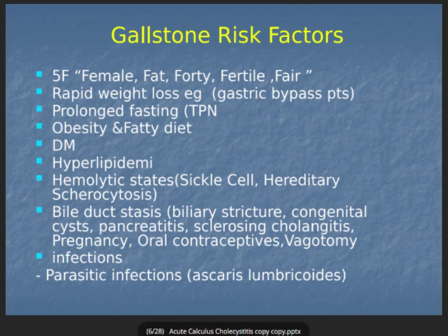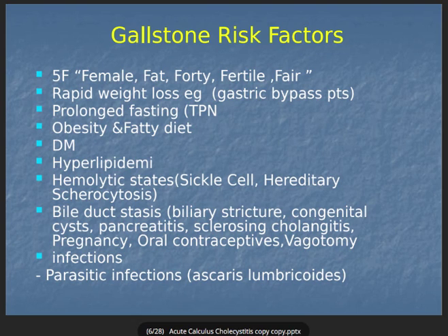Fair, if you know what fair means. Hairy, the females who have extra hair. And this is the same, they usually have polycystic ovary disease, which is also high in estrogen and progesterone, that will add up to the risk of stones. So these are the common risk factors.